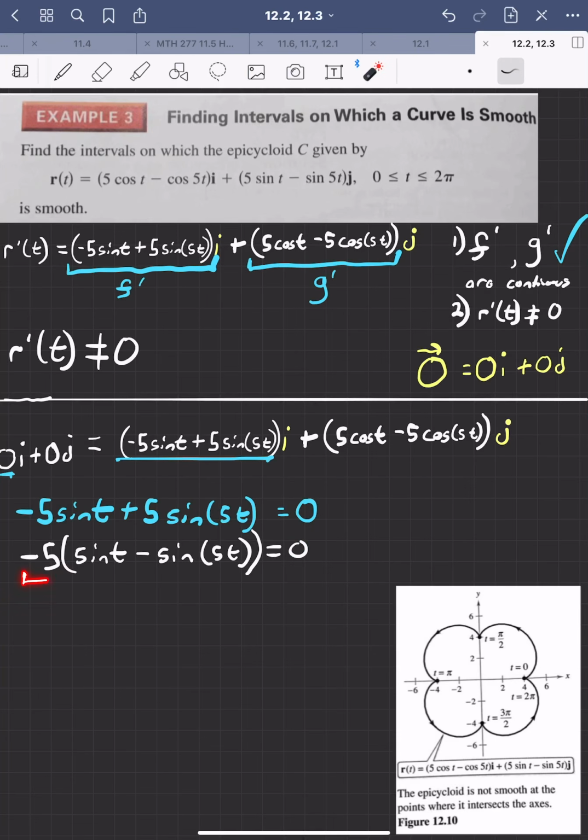Let you and I agree that this -5 here has no bearing on what value of t makes this equation equal 0, right? This is just a scalar. You're not going to worry about that. If this equation equals 0, it's going to come from inside here. This is, again, a little bit too hard to do just in your head, at least in my head.